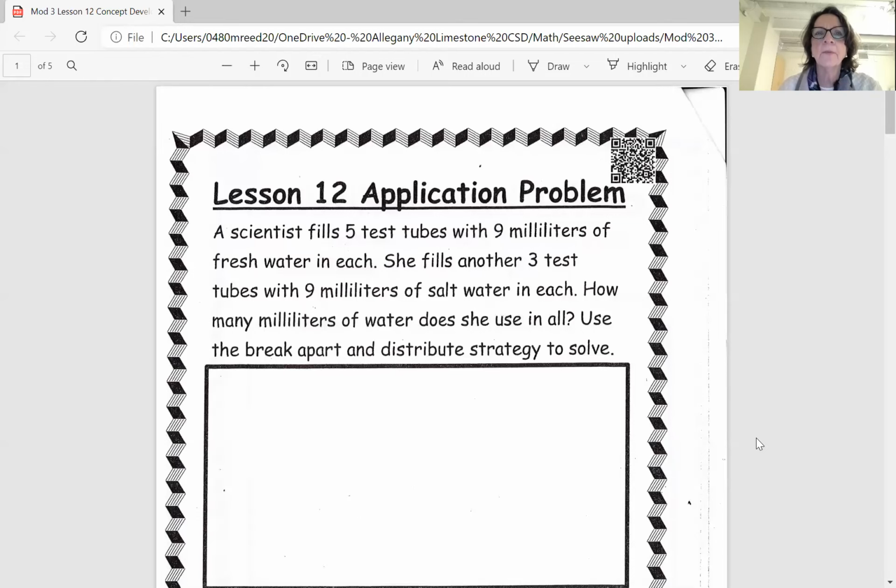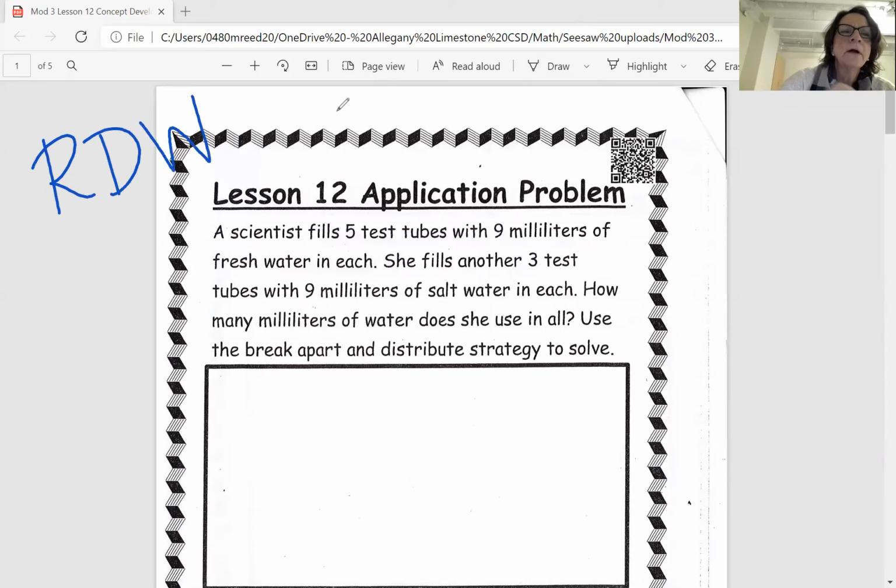Okay, I'm going to stop my share and open a new share with our word problem. And this is what we're going to do together. Okay, boys and girls, we'll do this one together. Remember, we're going to be using read, draw, write. So I'm going to put this up here just so we remember R, D, W. So we're going to read the problem and underline our knowns first.